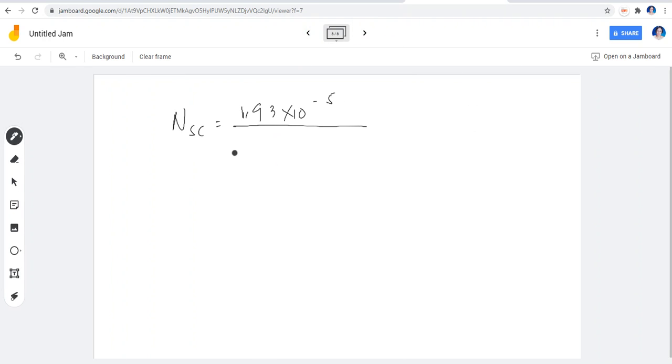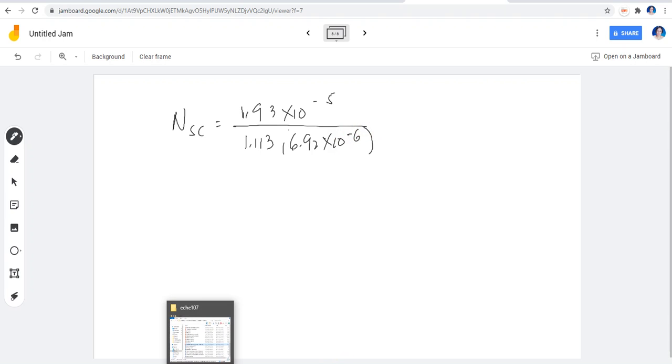And divided by 1.113, this is our density, and 6.92 times 10 raised to negative 6, which is our molar diffusivity. This will give us a Schmidt number of 2.505. Now for the Reynolds number, so take note that we have a case here of naphthalene in air. So we will choose from the Sherwood expression the appropriate formula.